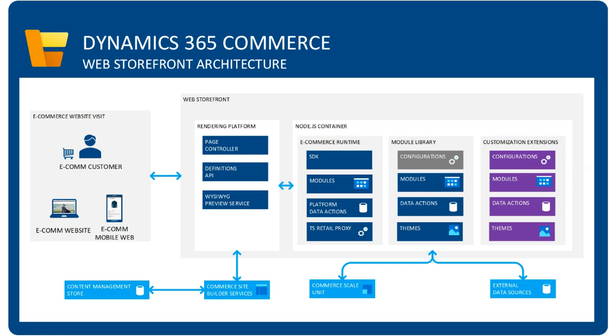Notice the arrows down at the bottom are pointing to the Commerce Scale Unit, or external data sources. The retail proxy, for example, talks directly to the scale unit. So when a data action needs to get information like product information, maybe the price, the title, the description, that will call down into the Commerce Scale Unit to get that information. But you can also write data actions to call a third-party service if you need to get external data.